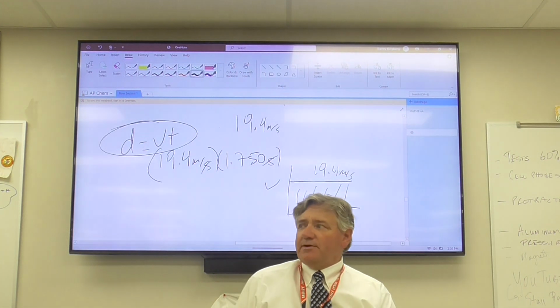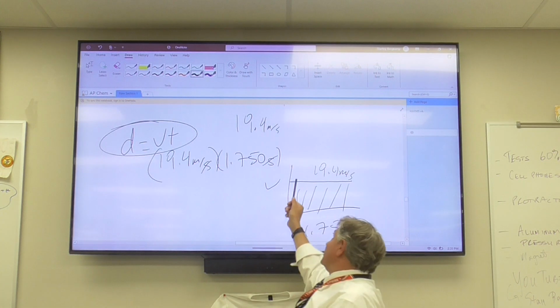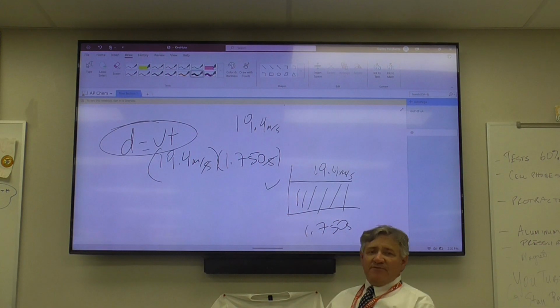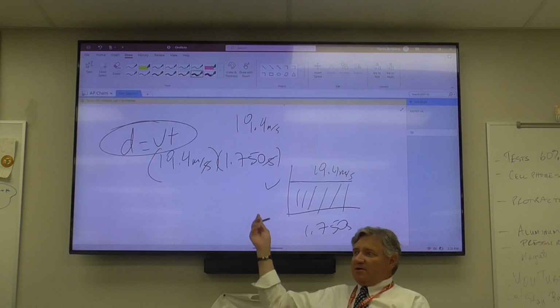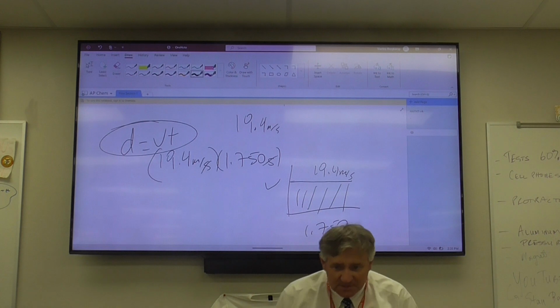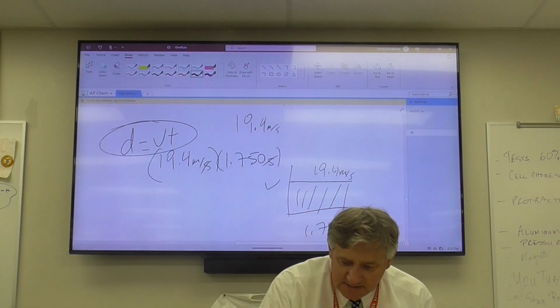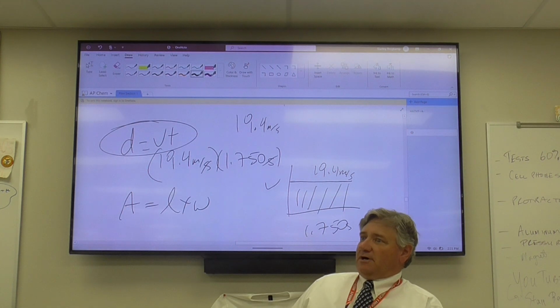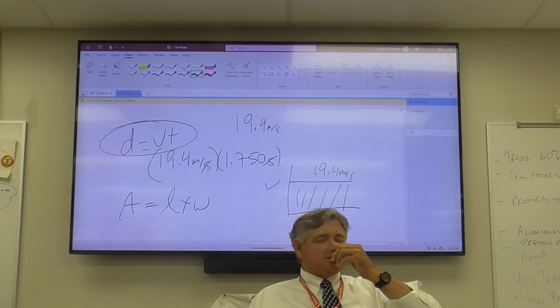1.750 seconds. You have a rectangle that's 19.4 meters per second tall by 1.75 seconds. You can find the area of a rectangle using length times width. So in a weird way, distance equals velocity times time is length times width, if you have a velocity time graph. Oh, cool, nice.